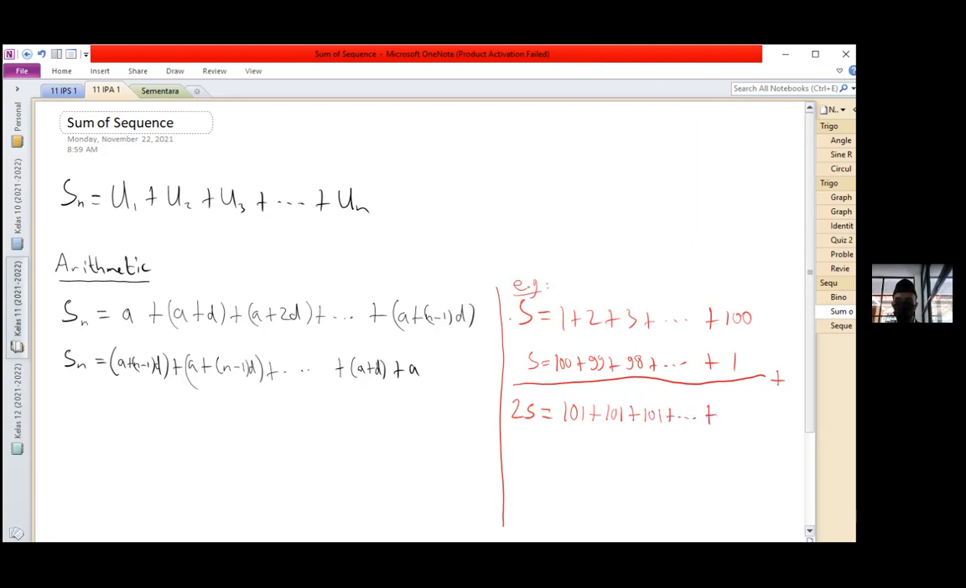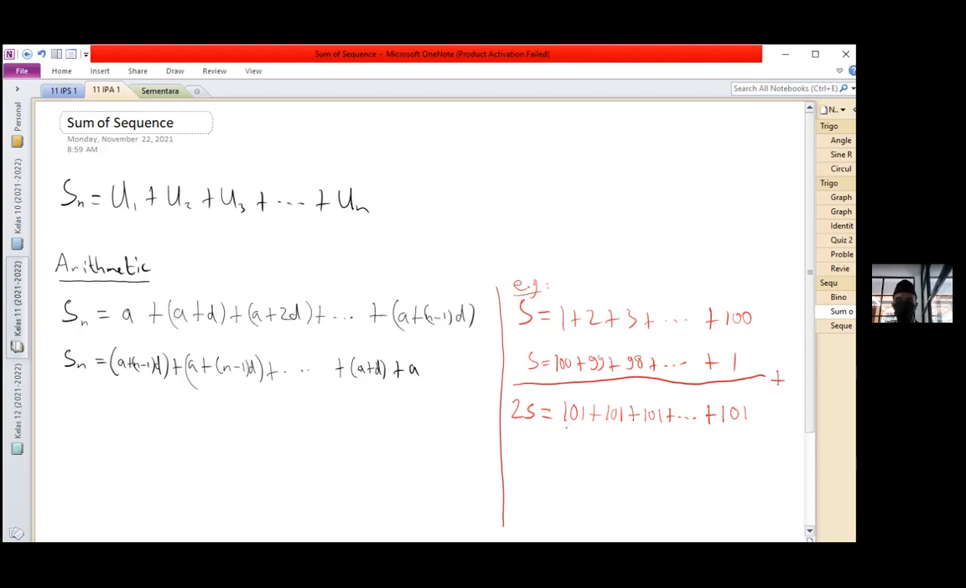This is why we are doing this, because if we add them together, we'll get all the terms the same. If we add the first and the last term, we'll get the same thing.